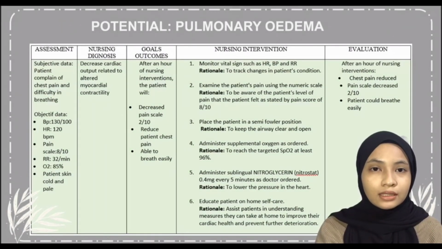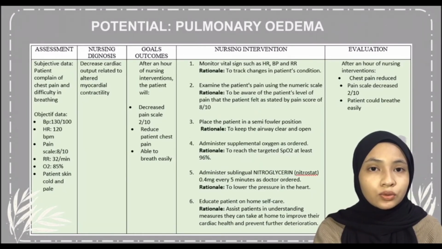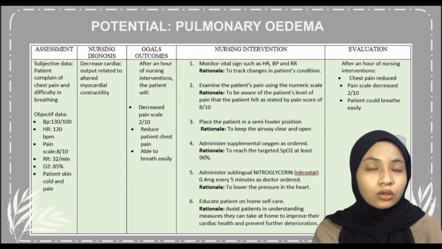Next intervention is to administer supplemental oxygen as ordered. Rationale: to reach the target SpO2 of at least 96%. Supplemental oxygen can reduce shortness of breath, increase oxygen in your blood, and ease the amount of work your heart and lungs have to do.